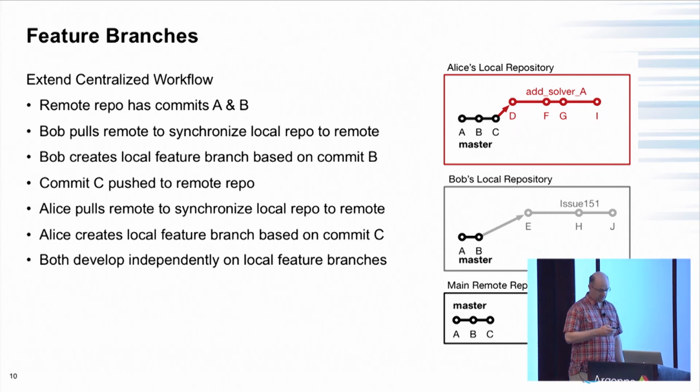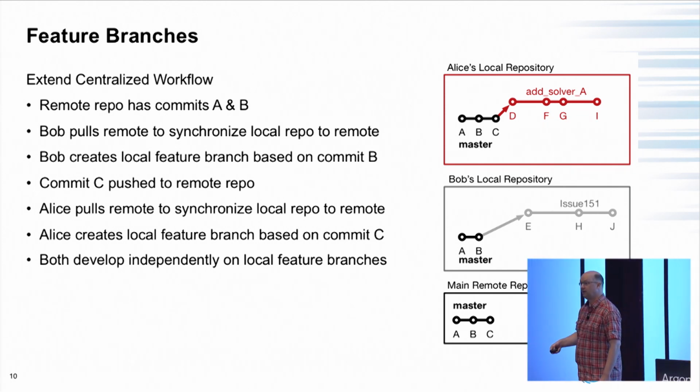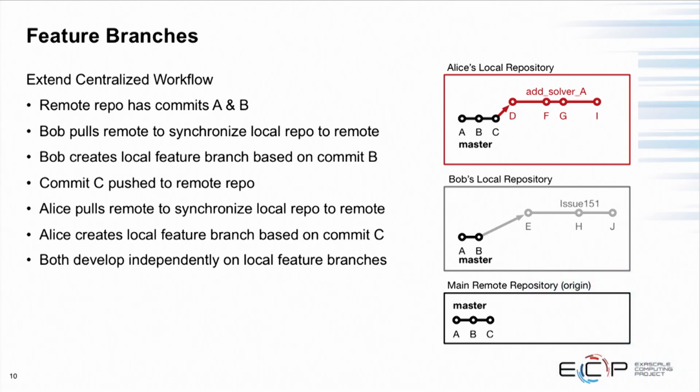We're going to imagine that at some point in time, this remote repository only had commits A and B at the beginning. And Bob goes to his laptop and synchronizes his local repository so that he has A and B. He immediately starts work on a feature branch, a sensibly named one, issue 151. He's working with an issue tracking system, and he does work in the form of commits E, H, and J. At some point, someone adds a commit C to the remote repository, and subsequently, Alice synchronizes her local repository and begins creating her sensibly named feature branch, add solver A, in the form of D, F, G, and I.